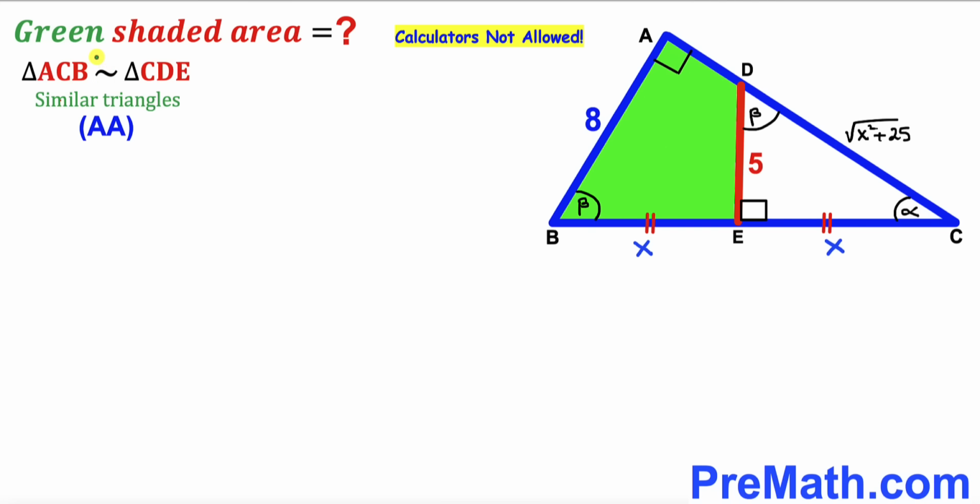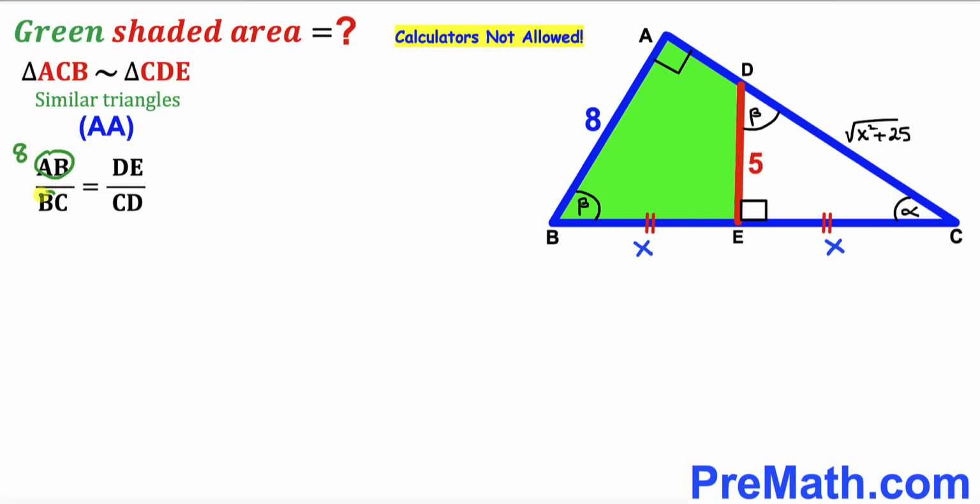Since these two triangles are similar, we are going to have a proportion. In other words, the ratio of the segments AB and BC is going to be equal to the ratio of DE and CD segment lengths. Now let's focus on AB length, which in our case is 8 units. So I'm going to replace that one with 8 over here.